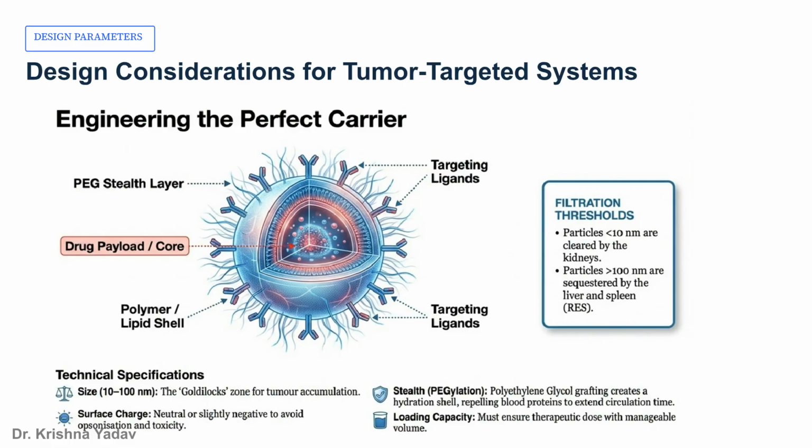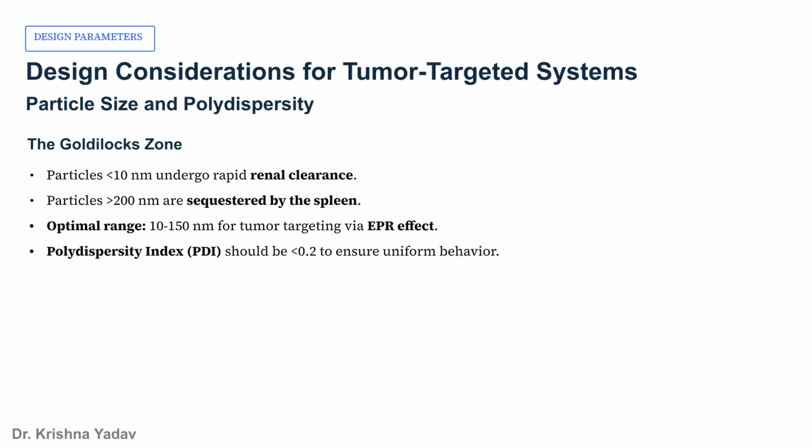These design parameters cover the physical characteristics of the nanocarrier, its surface modifications, and how it handles drug release. Particle size is critical for achieving the optimal range of 10 to 150 nanometers for tumor accumulation via the EPR effect. Particles outside this Goldilocks zone are either rapidly cleared by the kidneys or sequestered by the spleen. A low polydispersity index ensures uniformity.